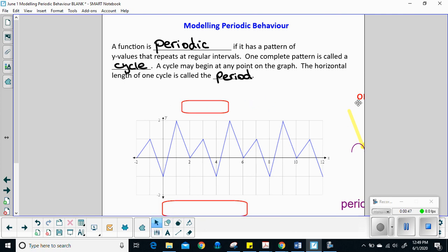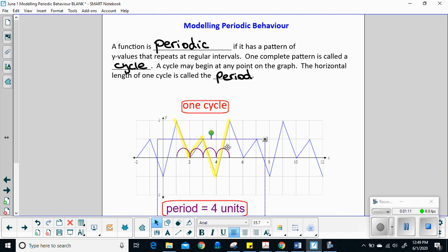So what does that mean? Here I have one cycle. So there's one pattern. Notice how it repeats itself. If I continued it, it'd go that way. There's part of it there. So there's one cycle. The period is the length of that, so how far across it is on our x-axis. From start to end, it goes 1, 2, 3, 4. So my period would be 4 units.